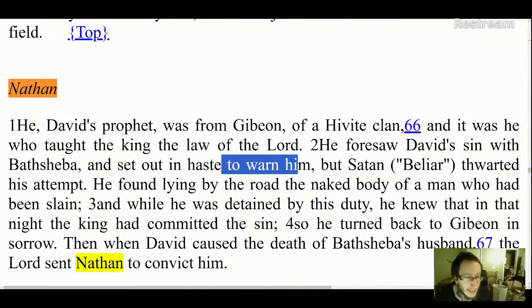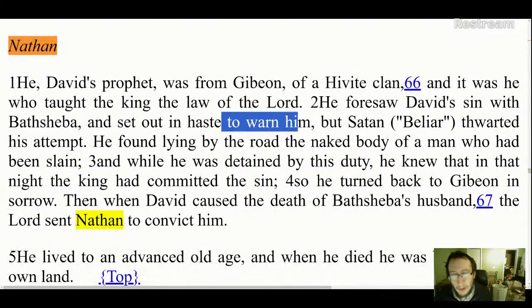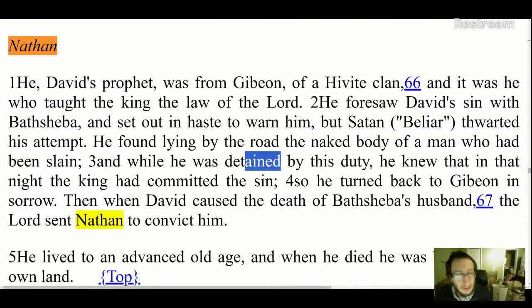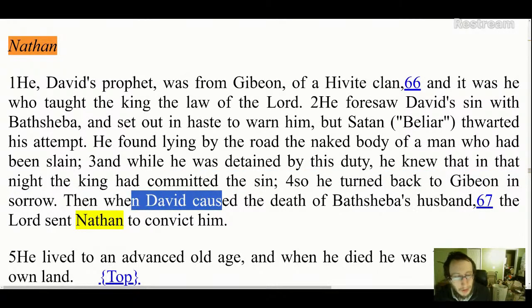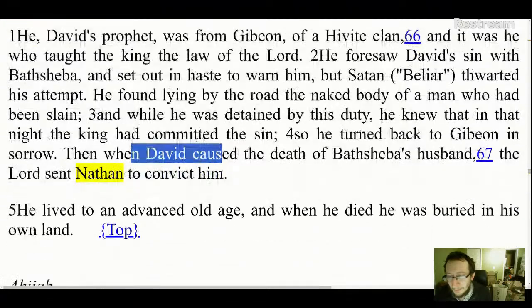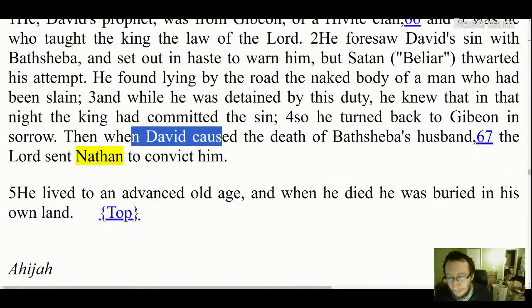But Satan thwarted his attempt. He found lying by the road the naked body of a man who had been slain, and while he was detained by this duty, he knew that in that night the king had committed the sin. So he turned back to Gibeon in sorrow. Then when David caused the death of Bathsheba's husband, the Lord sent Nathan to convict him. He lived to an advanced old age, and when he died, he was buried in his own land.